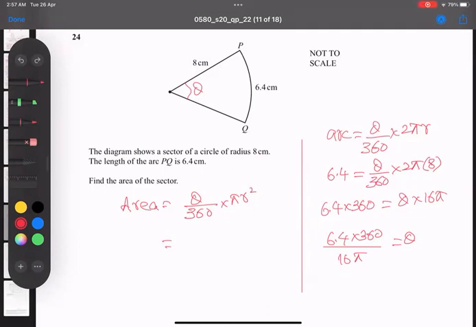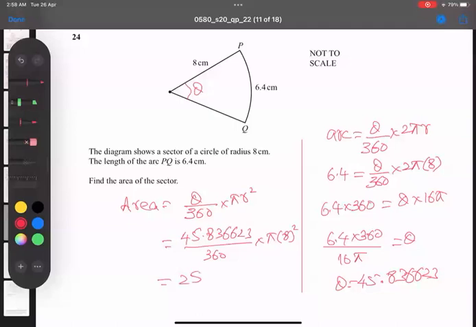I'm getting theta as 45.836623. It is better to keep 4 or 5 decimal places or the long value for a more accurate answer. What I'm doing is taking this value, dividing by 360 degrees, into pi into 8 squared, which is 64. I think you have got my point. My answer is coming 25.6. Alhamdulillah, the unit is centimeter squared.